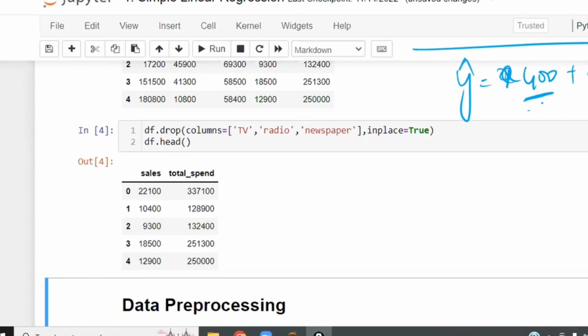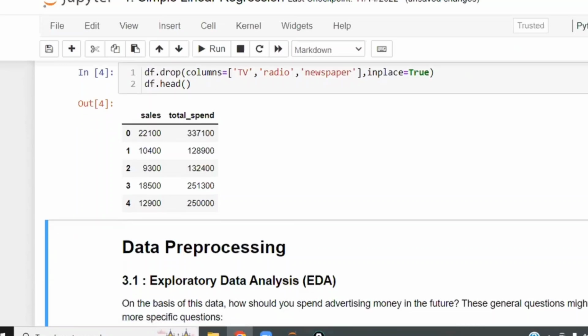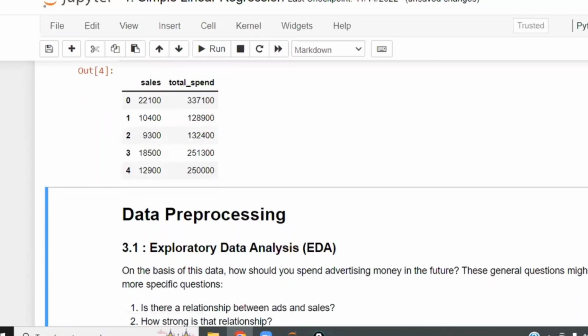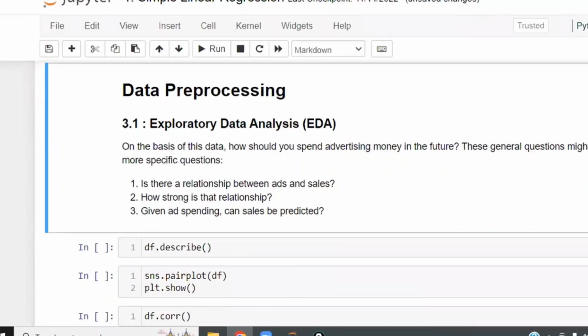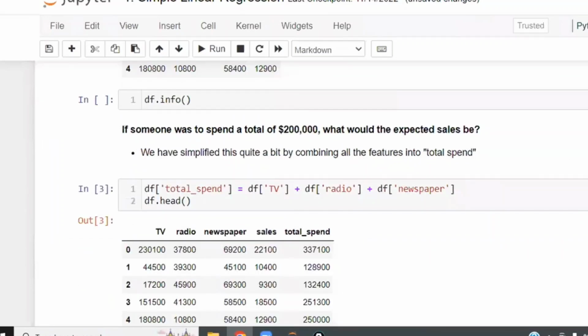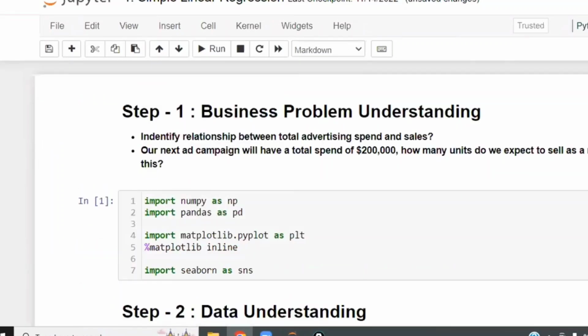So first I will do the data pre-processing. The first step is the business problem. I have to understand my business problem clearly. What is the business problem? First, I have to identify the relation between total advertising spend versus sales. That is the first step. Second, I have to predict the expected number of sales for $200,000. So my business problem is clear.